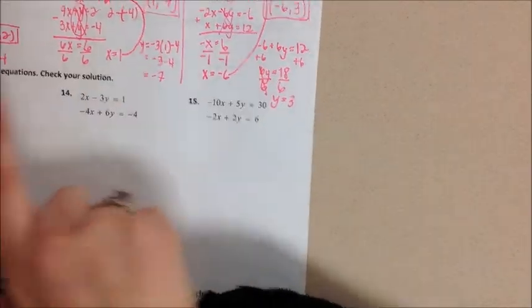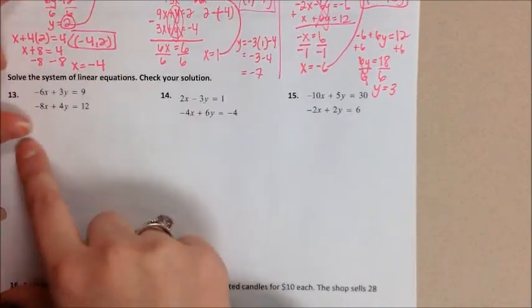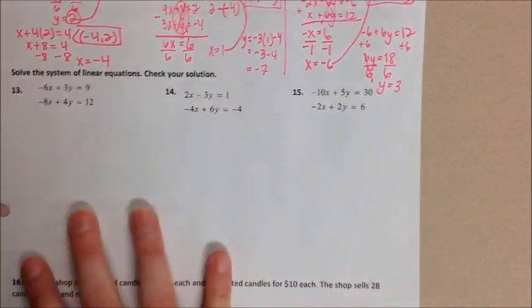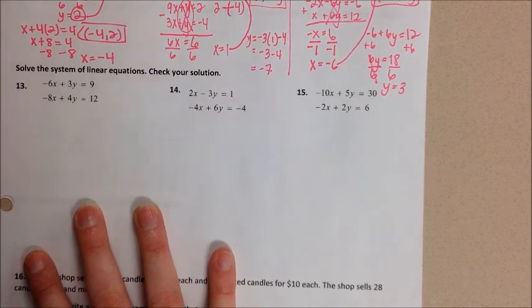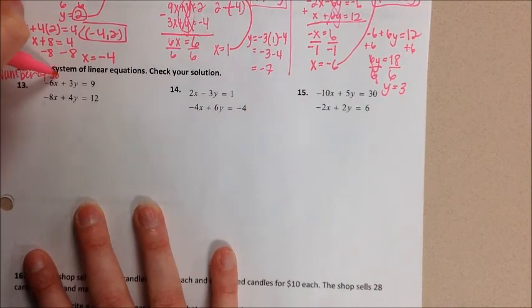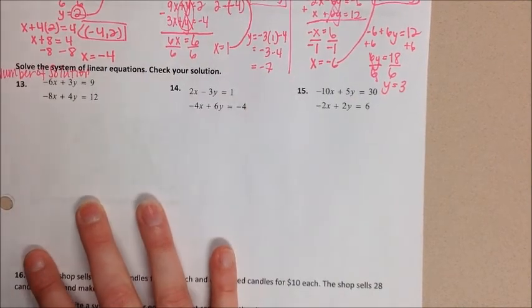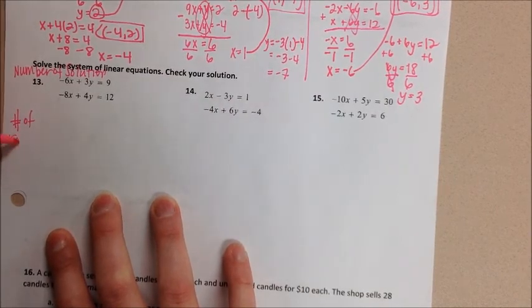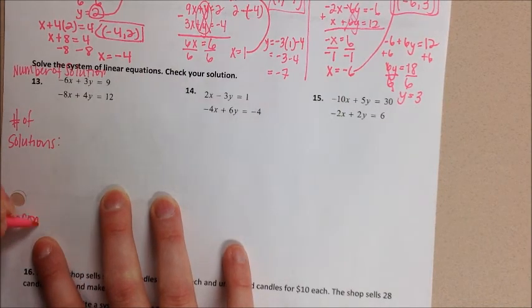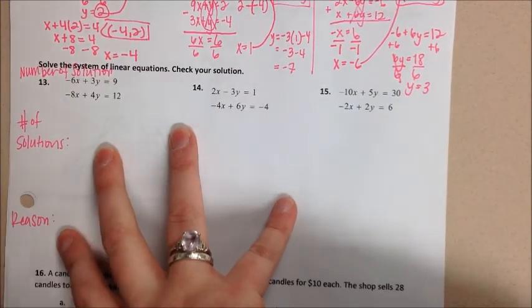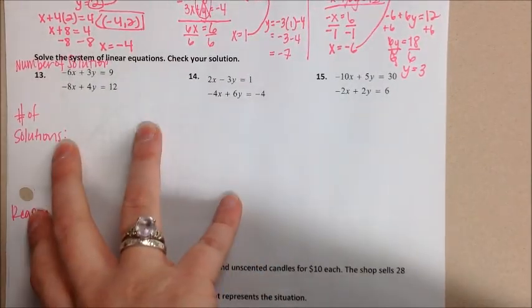Okay, for numbers 13, 14, and 15, you're going to need to write a reason on your test. It's going to say determine the number of solutions and give a reason. So it's going to say number of solutions and reason. Now remember, the easiest way to determine the number of solutions is to put them into y equals mx.